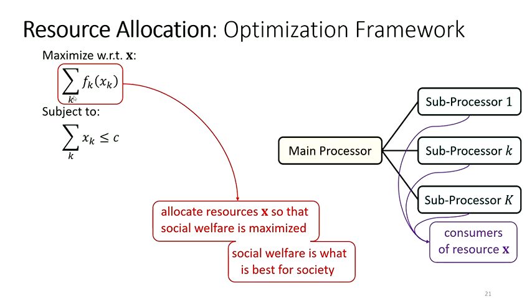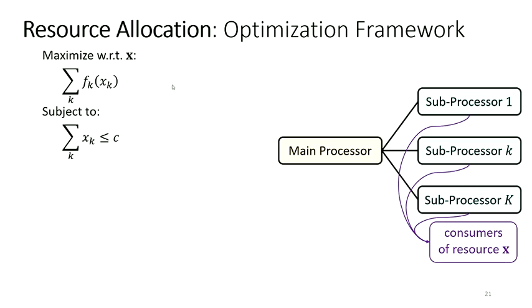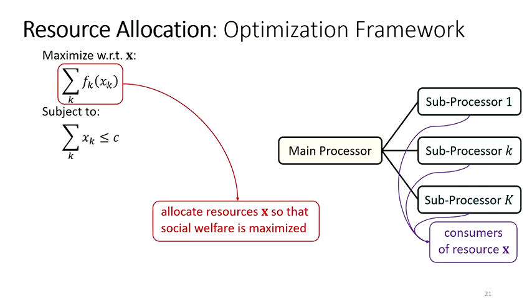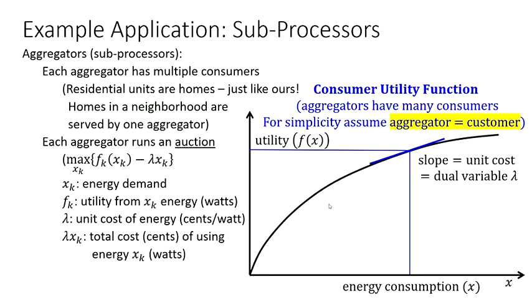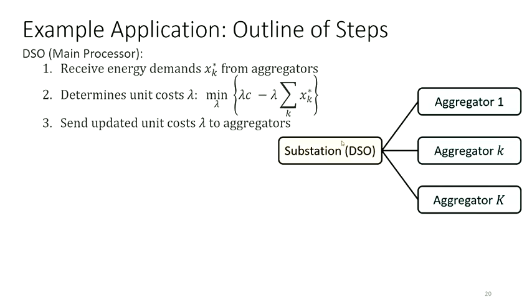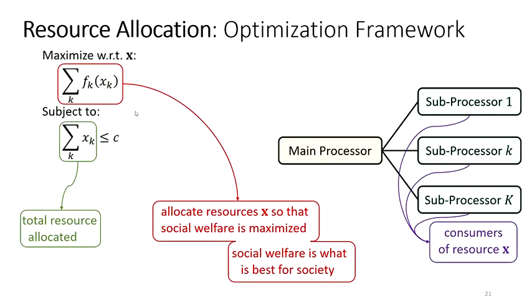Now, this was the main objective. Turning back to the optimization problem, this was the main objective: summation over k of fk(xk). Here, f of x is the total utility gained by a consumer, and so summation fk(xk) is the sum total of the utilities of everyone. That's called the social welfare.